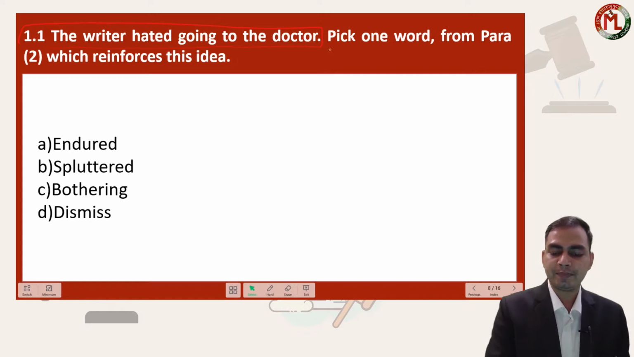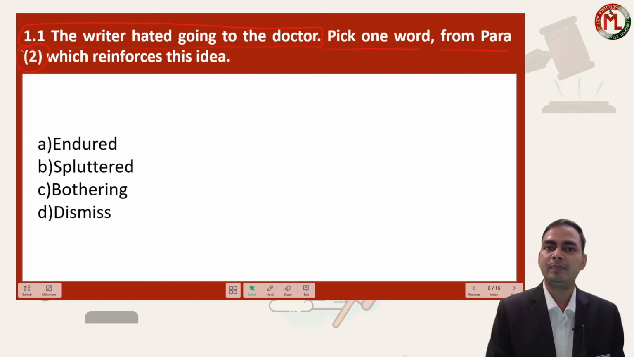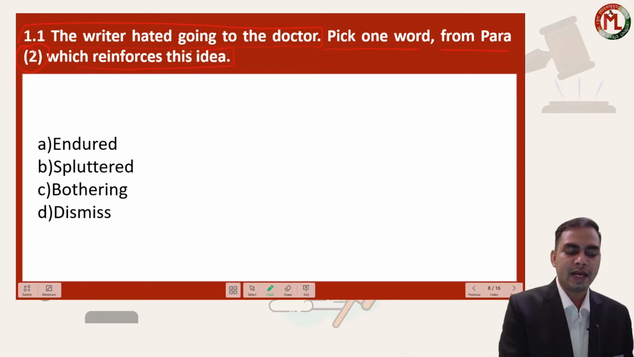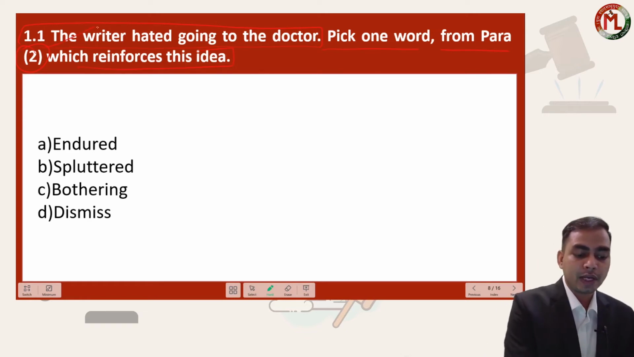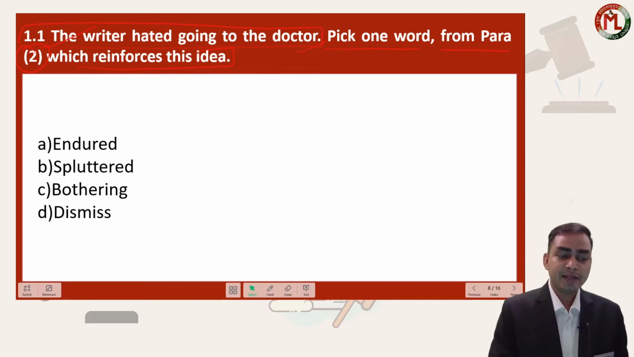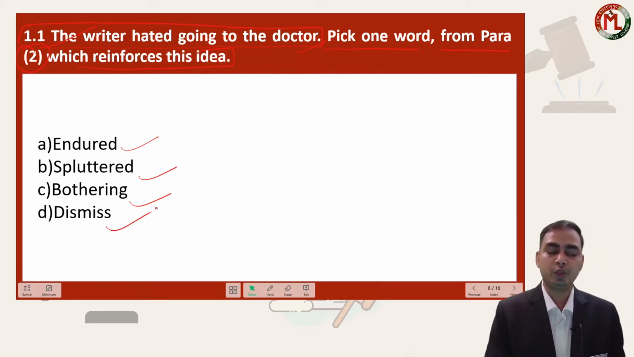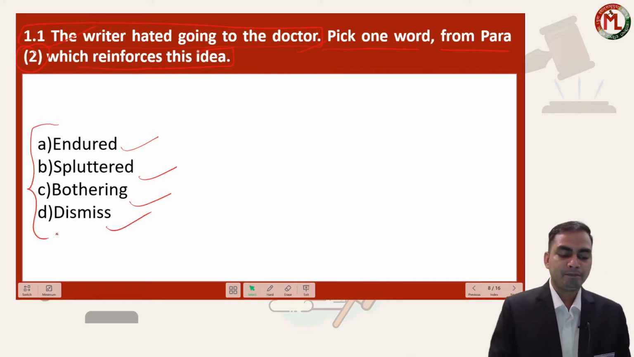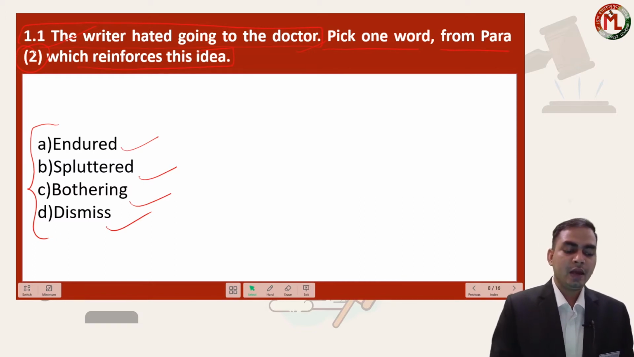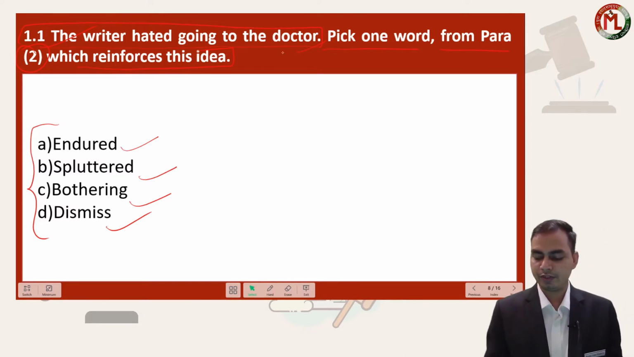So what we need to do here is pick one word from para 2. It is quite obvious that there is something in para 2 which is reinforcing this idea. What is the idea? The writer hated going to the doctor. So the first thing that you need to do is to understand the question very well. Otherwise, you will not be able to answer the question. There are 4 options for you: endured, spluttered, bothering, dismiss. You need to be assured that you know these words, and then only you will be able to answer the question. You need to find which word among these will strengthen the idea that the writer hated going to the doctor. So this was the first question.